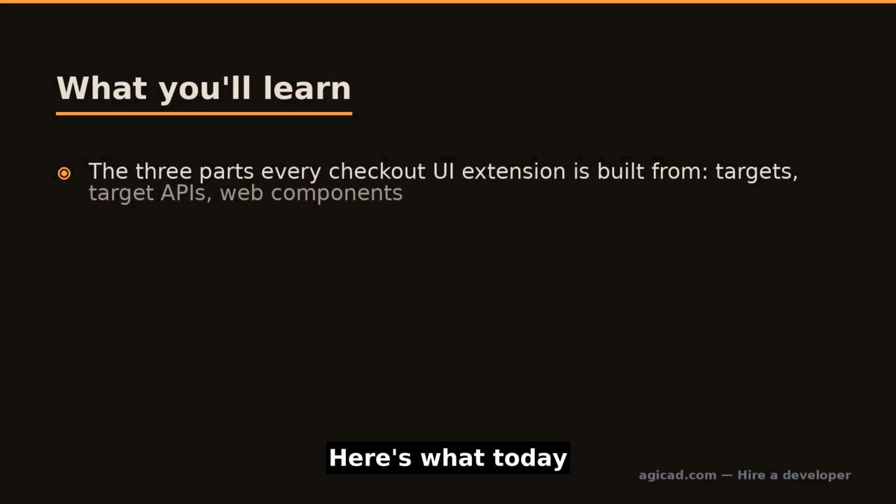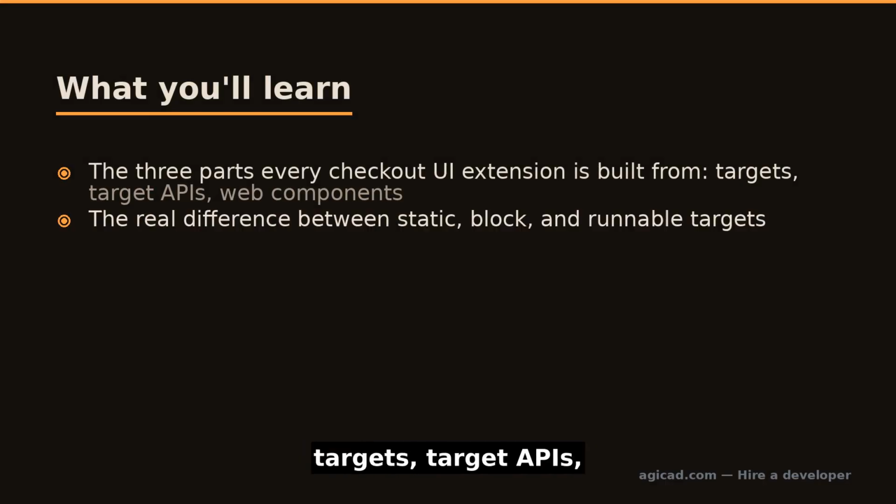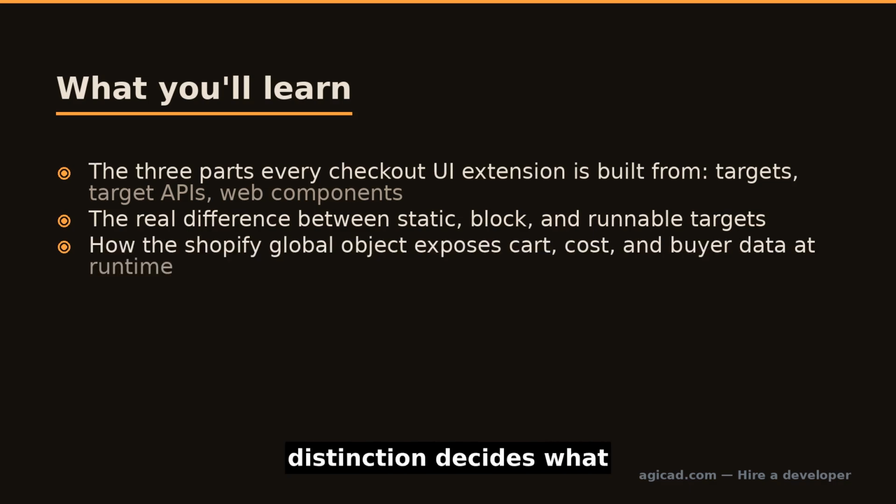Here's what today covers. The three parts: Shopify's own docs say every checkout UI extension is built from targets, target APIs, and web components. The real, meaningful difference between static targets, block targets, and runnable targets, because that distinction decides what a merchant can and can't move.